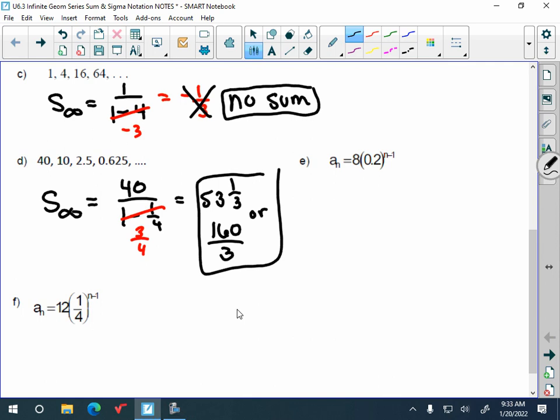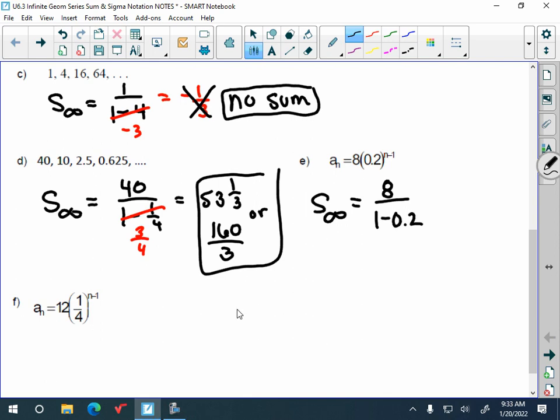All right, let's see, E. So now they give us a formula. It's explicit for geometric. All right, so what's the A1 term? So give us the formula. What is it? 8, right. And then what's R?